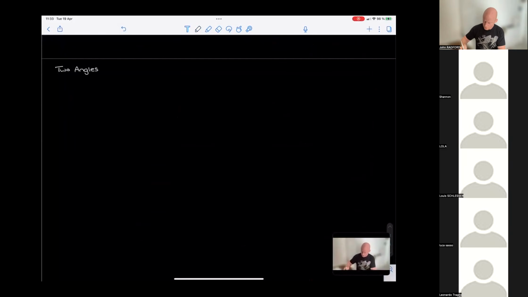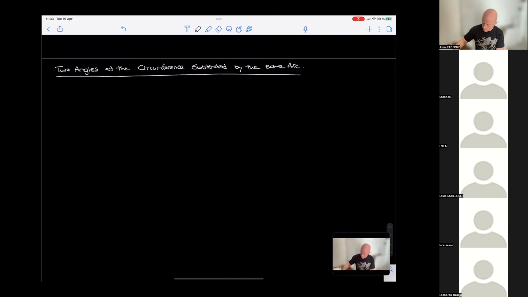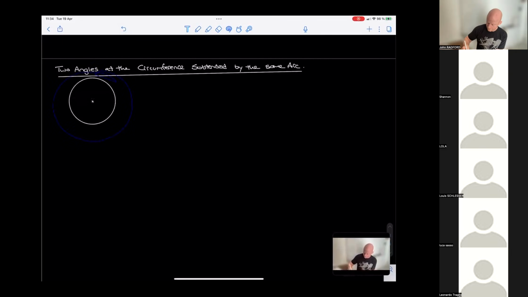This next one, though, two angles at the circumference. This one's nice. Two angles at the circumference subtended by the same arc. Okay, so that should normally, sorry, I'm a bit picky with my notes. There we go. Okay. Now this one should take us like 5 minutes. Okay, if I add my circle here.